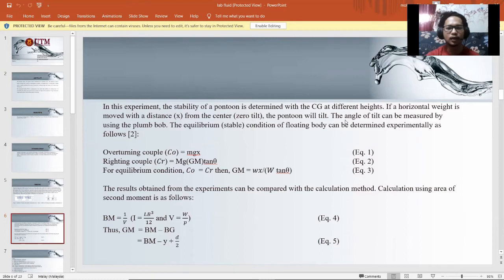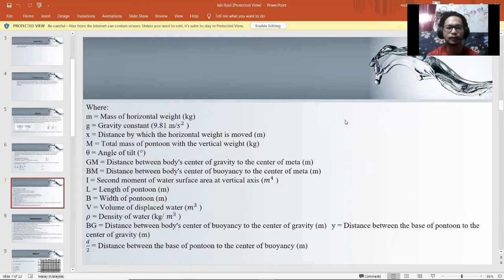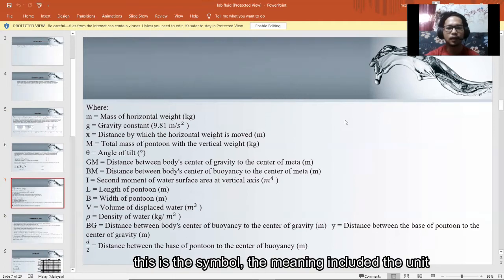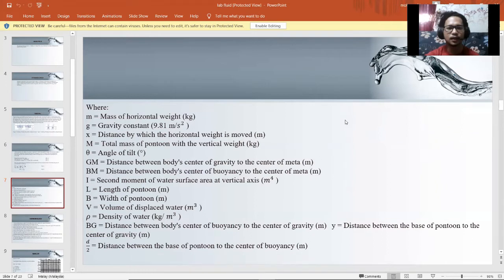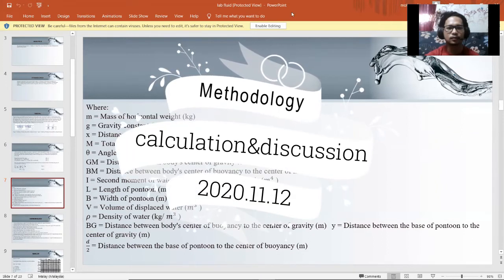Calculation using second moment of area is as follows: equation 4 and equation 5. This is the symbol and the meaning including the unit. There is mass, gravity, and others.